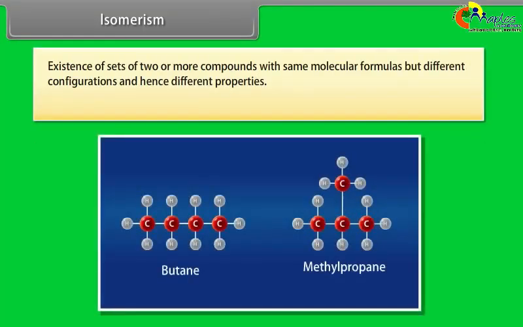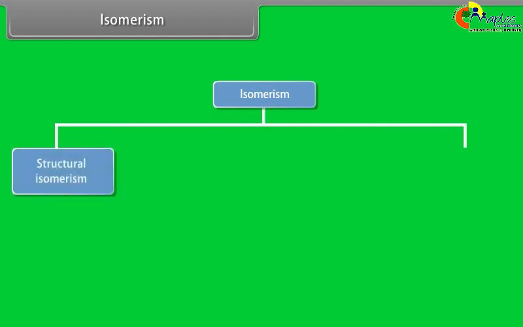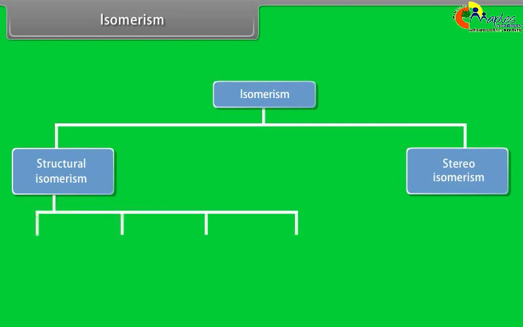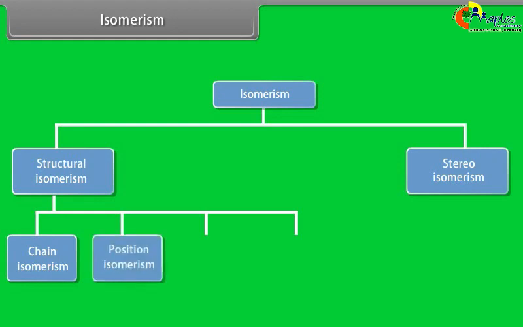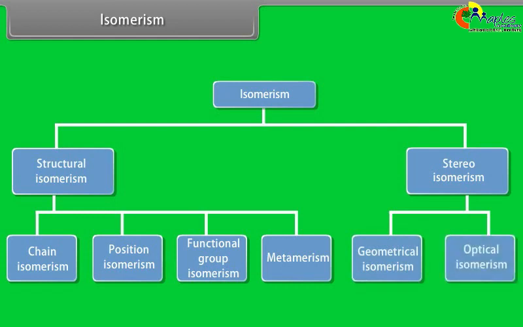Isomerism. Existence of sets of two or more compounds with same molecular formulas but different configurations and hence different properties. The compounds are called isomers. Different types of isomerisms are: isomerism can be grouped into structural and stereoisomerism. Structural isomerism can be subdivided into chain isomerism, position isomerism, functional isomerism, metamerism. Stereoisomerism further categorized into geometrical and optical isomerism.